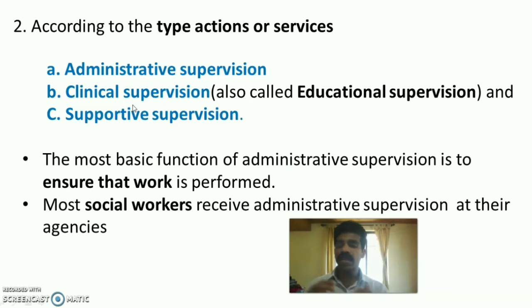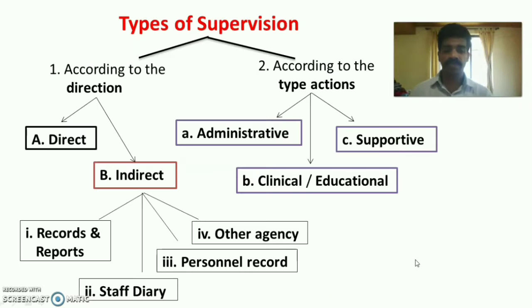Supportive supervision helps the supervisor to enhance the quality, skill and knowledge of the employee to solve problems. Here the supervisor supports the employees to develop their personal and professional growth. Such supervision comes under supportive supervision. In short, types of supervision can be categorized according to the direction and according to the type of actions or services.